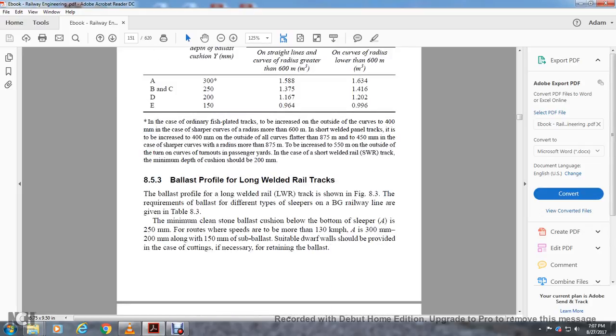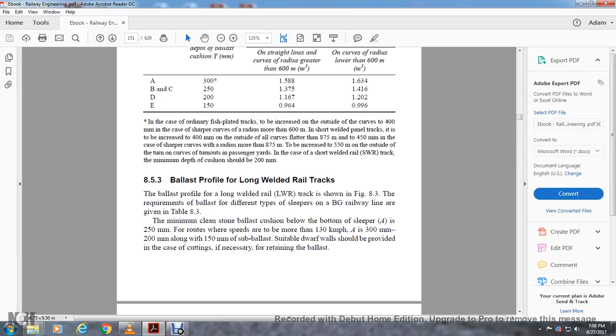8.5.3. Ballast profile along welded railway track. The ballast profile with long welded rail track is shown in Figure 8.3, with the requirements of ballast for the different types of sleepers on broad gauge railway lines given in Table 8.3. The minimum clean stone ballast below the bottom of the sleeper is 250 millimeters for routes with speed more than 130 kilometers per hour, 300 millimeters, 200 millimeters, with 150 millimeter sub-ballast.